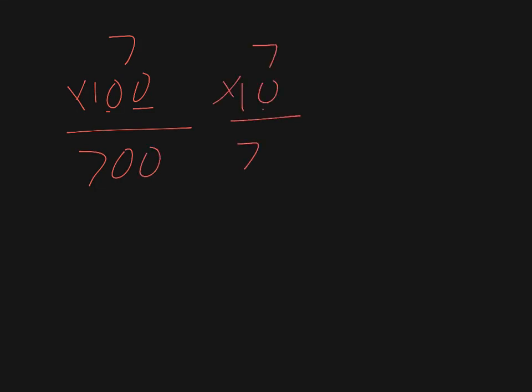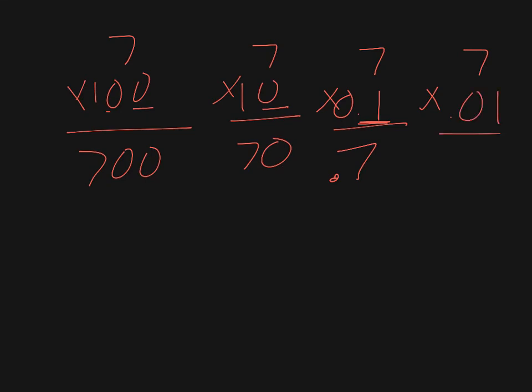Lastly, 7 times, oops, I'm just going to write that again. 7 times 100 is going to be 7 with 2 zeros, which is 700. 7 times 10 is 7 with 1 zero, so it's just 70. 7 times, here's the tricky part, 0.1. It's just 7, but it's going to have one number behind the decimal, so it'll be 0.7, which is 7 tenths. And the last one, 7 times 0.01. So it'll be 7, but now it'll be 2 numbers behind the decimal, so that's 7 hundredths.